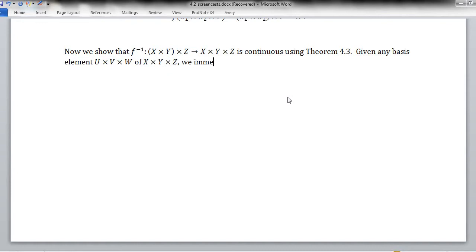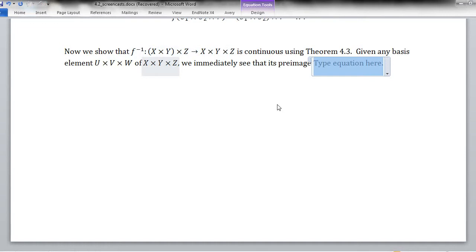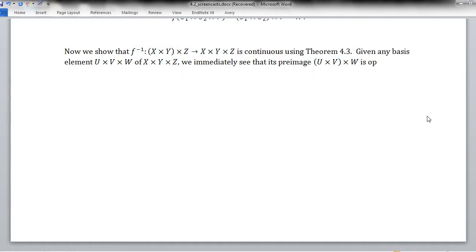We immediately see that its preimage, which, you know, it's going to be in that other form with the parentheses. So u times v times w is open simply by definition of the product topology on the domain here. Okay.